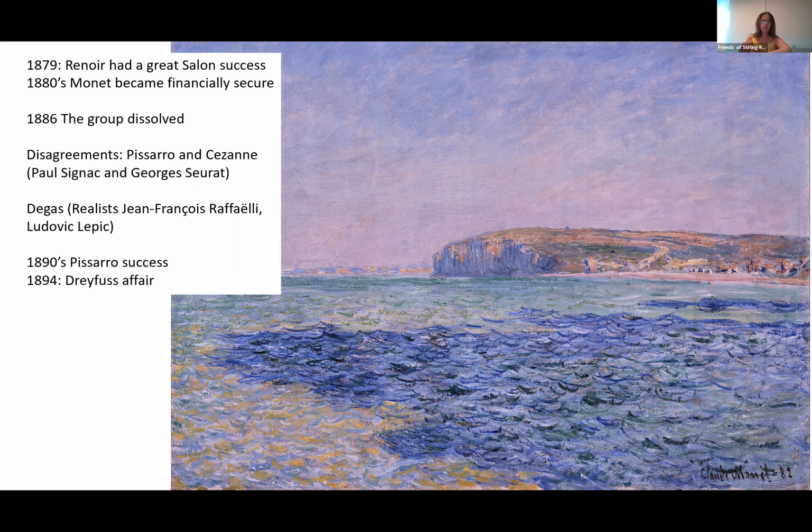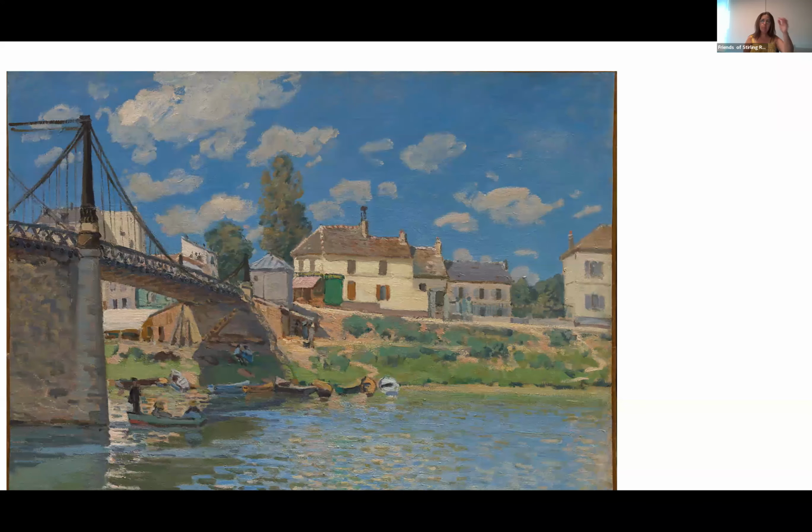Pissarro and Cézanne were on one side with Paul Signac and Seurat, who are going to be considered post-impressionists. Degas on the other side was trying to bring other artists like Jean-François Raffaëlli and Ludovic Lepic. Finally, in the 1890s, Pissarro is going to have financial success. And in 1894, we have the Dreyfus Affair, which completely separated the group much more.